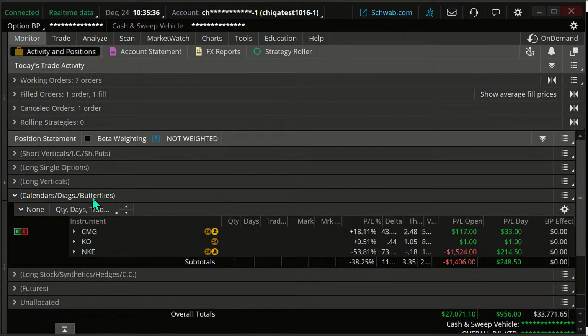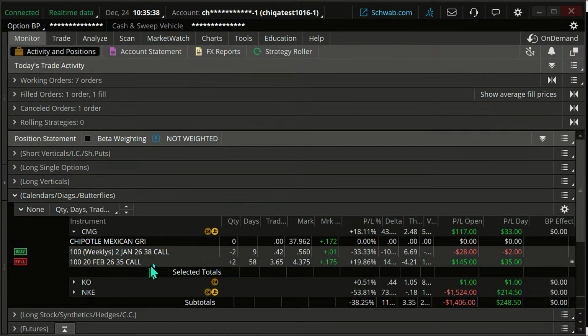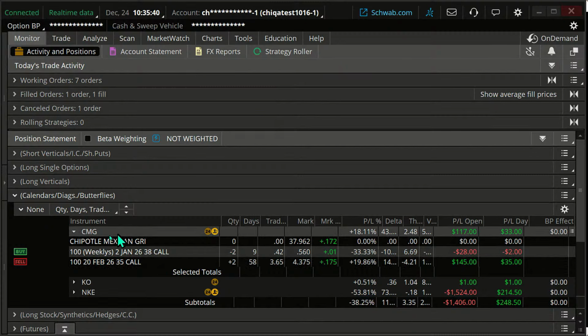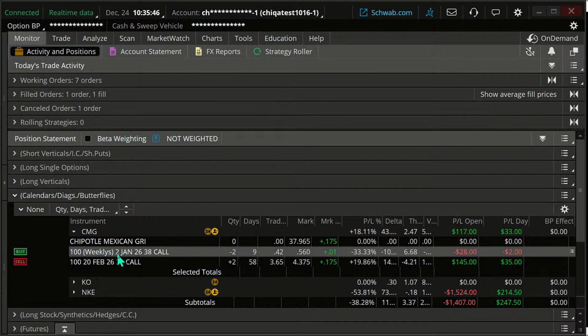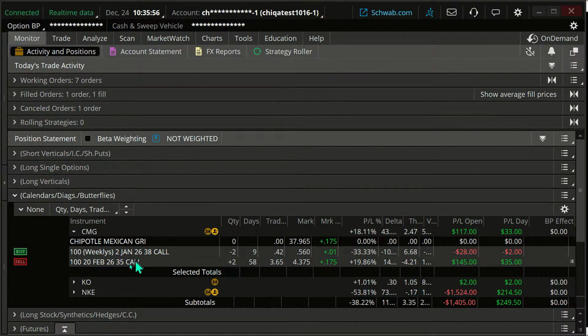Calendars, diagonals, butterflies. So we've got a mix here. This is, what kind of trade is this, everybody? What kind of trade is this? I've got different expirations, January 2nd, February 20th. I have different strikes. It's a diagonal spread. Okay. That is a diagonal spread. I only have 9 days to go on my short contract. Probably time to roll that if we want to stick with that.